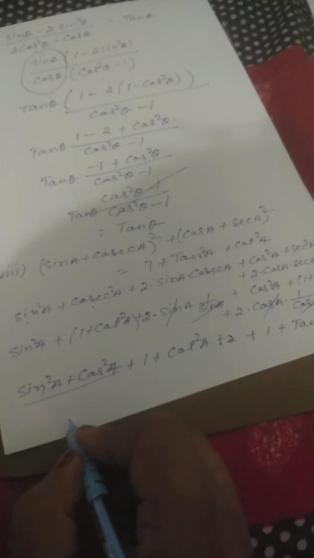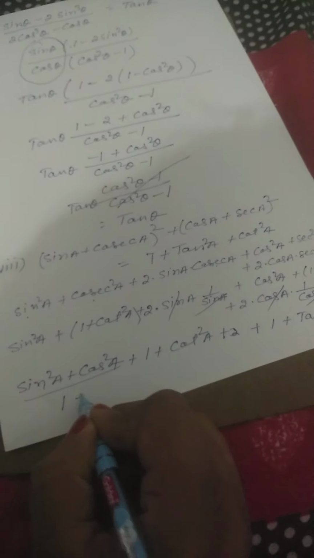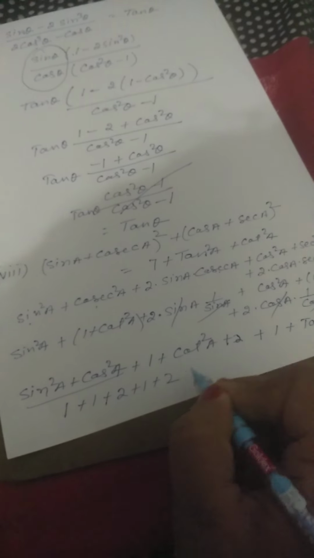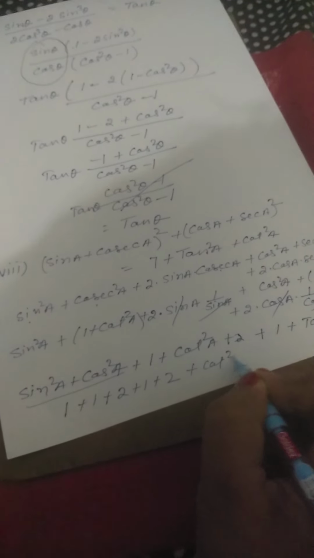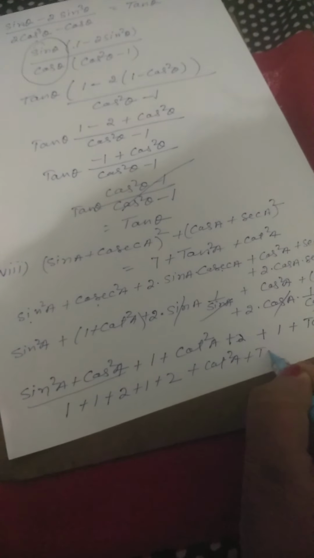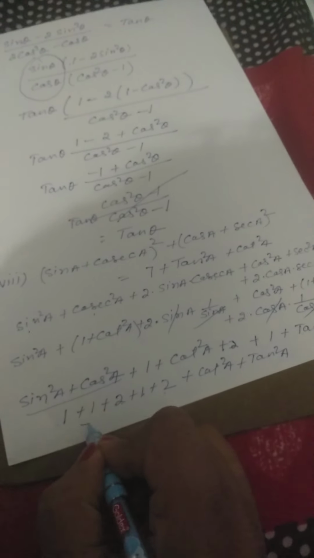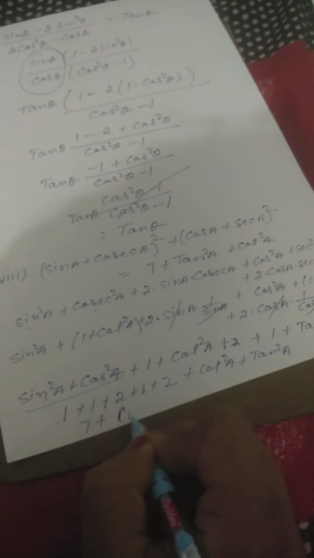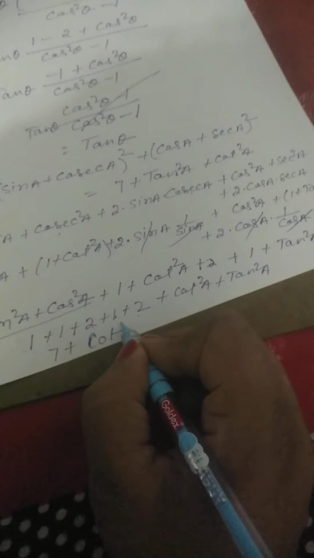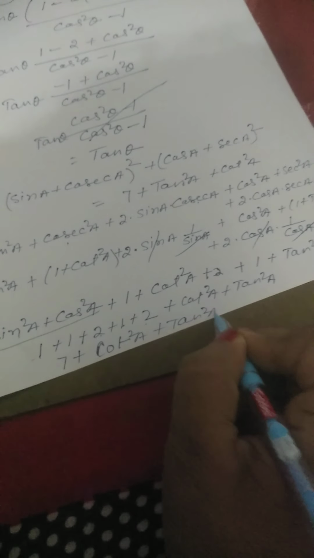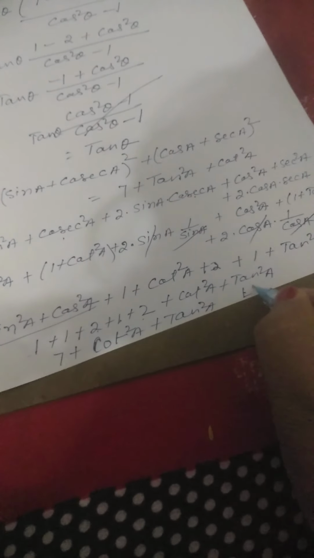The value of sin square A plus cos square A is equal to 1. 1 plus 1 plus 2 plus 1 plus 2, and separate cot square A plus tan square A. 2 to 4, 5, 6, 7. 7 plus cot square A plus tan square A. Then LHS is equal to RHS.